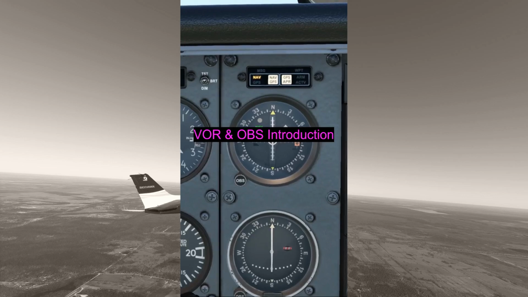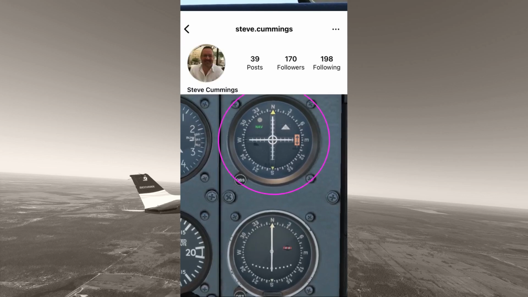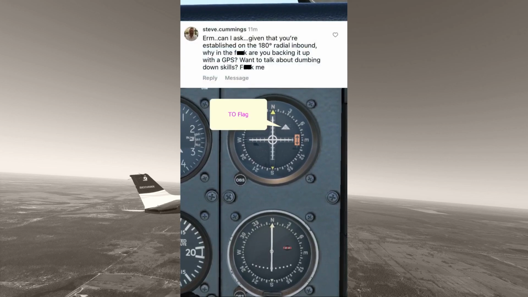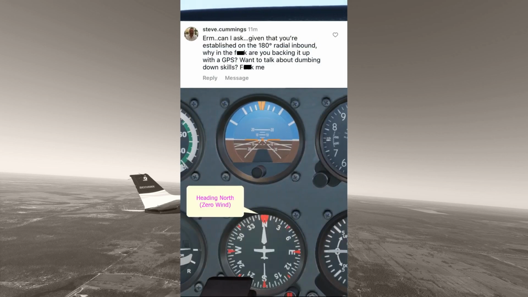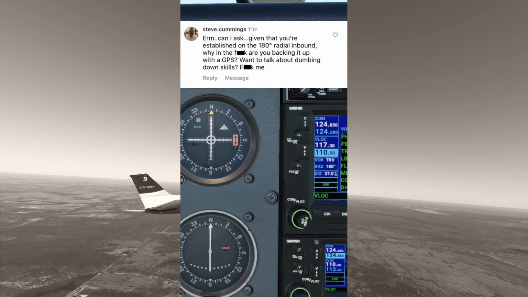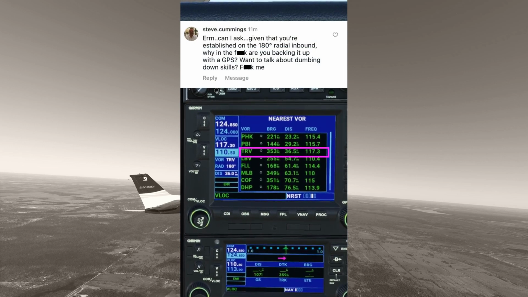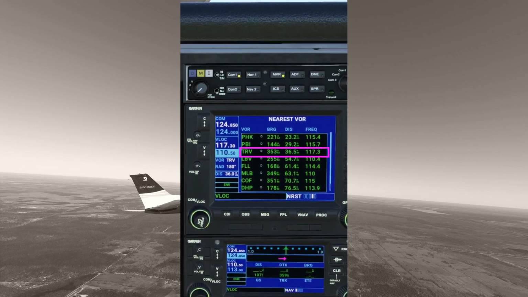Wow, a beautiful comment from Steve Cummings here. So well written, it reads like Shakespeare. I need to make sure I give it the eloquence it deserves. Can I ask, given that you're established on the 180 radial, why the fuck are you backing it up with GPS? Want to talk about dumbing down skills? Fuck me. Having a bad day, Steve.